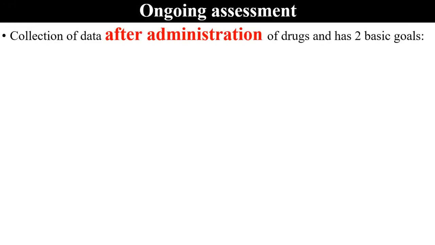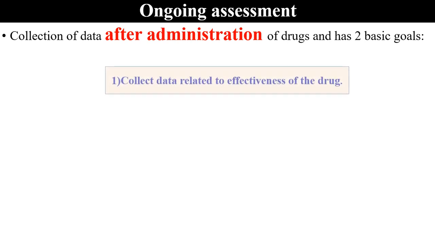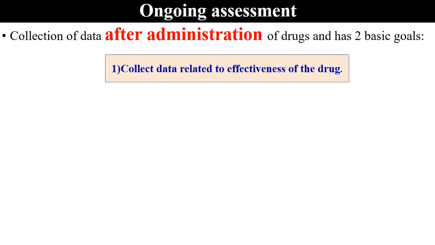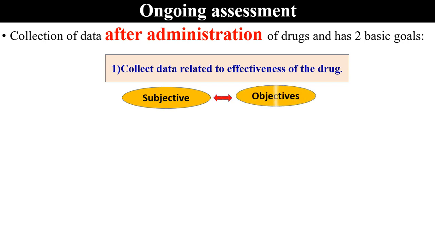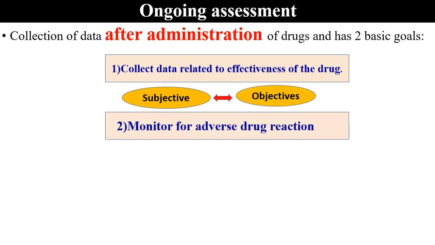So, as we said before, the first is the initial pre-administration assessment. Now ongoing assessment means collection of data after administration of a drug and has two basic goals. The first one is to collect data related to the effectiveness of the drug, and this includes subjective and objective data. And second, to monitor for adverse drug reactions.